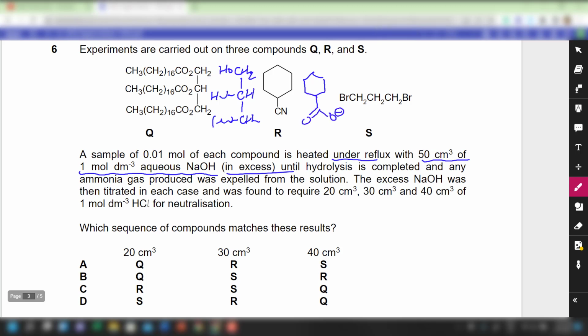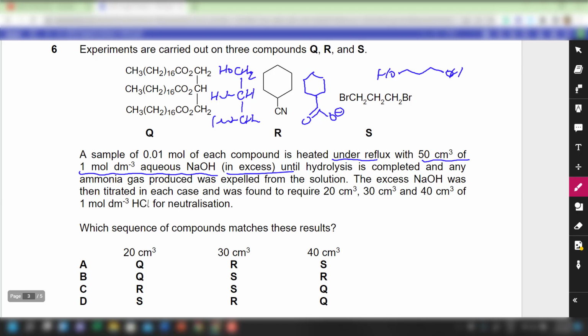Okay, and then for S, I'm going to end up with a diol. Okay, and then the question is, any ammonia gas produced was expelled from the solution. So the ammonia gas produced is from R. Yeah, because the C triple bond N, the N group will be lost as ammonia in alkaline hydrolysis.